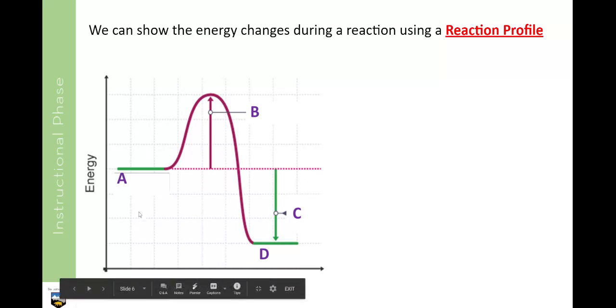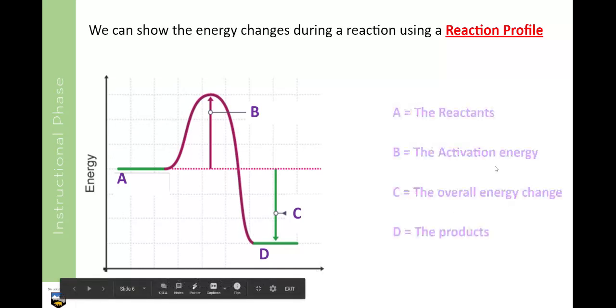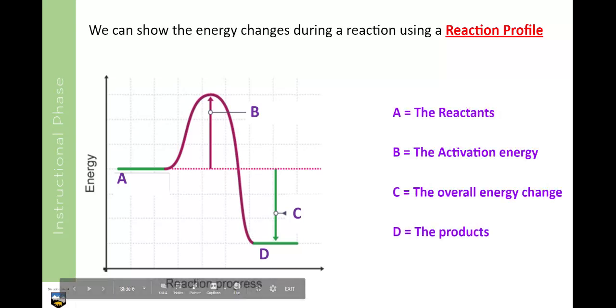So let's look. We've got energy on the y-axis. So that's the energy change through the reaction. Along the x-axis, we've got reaction progress, so the progression of the reaction. So as this x-axis goes along, the reaction starts, and then as it goes along, it finishes at the end. And you can see how the energy changes throughout the reaction. So A shows us the energy in the reactants.